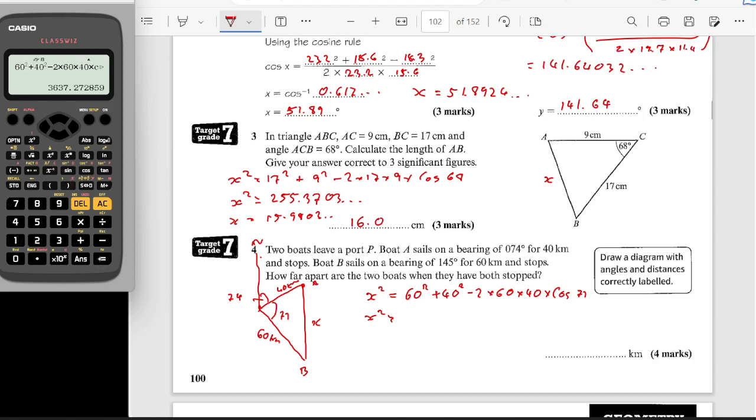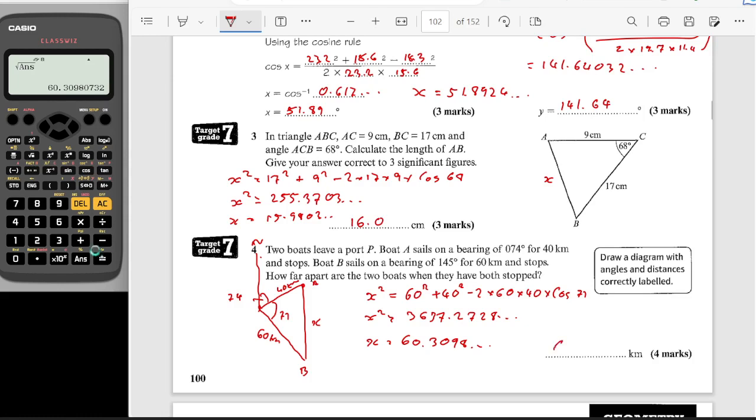So I make that 3,637.2728 dot dot dot. So x is going to be equal to the square root of that, so square root of the answer. So we're looking at 60.3098 dot dot dot. It doesn't say the degree of accuracy. We've got 2, arguably 3 significant figures here, so I'm going to go 60.31.